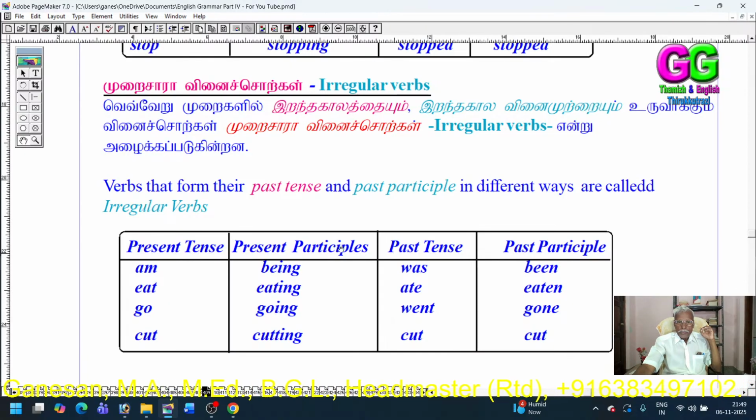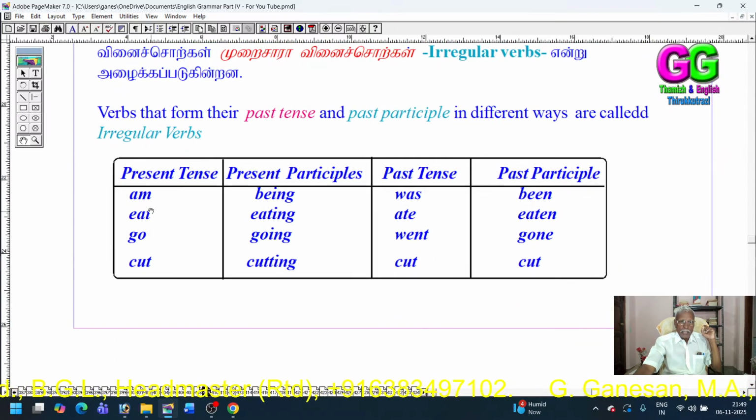Present tense, present participle, past tense, past participle. Be, being, was, been. Eat, eating, ate, eaten. Go, going, went, gone. Cut, cutting, cut, cut.